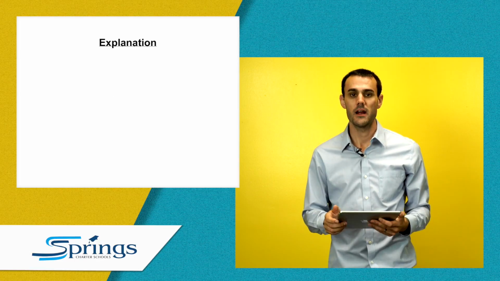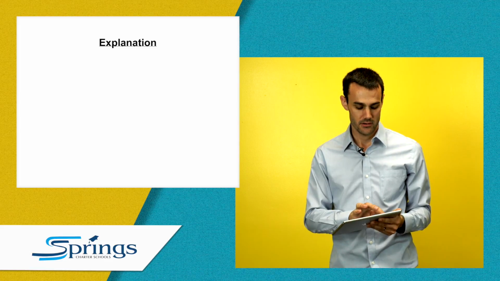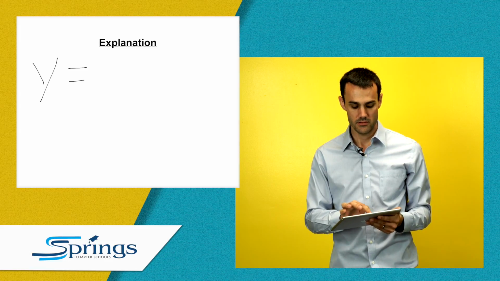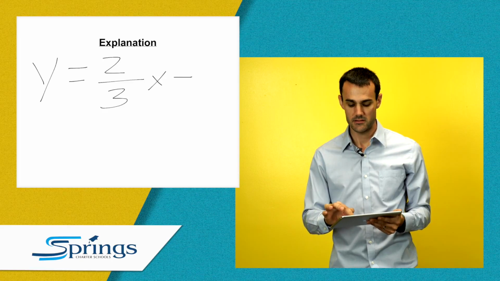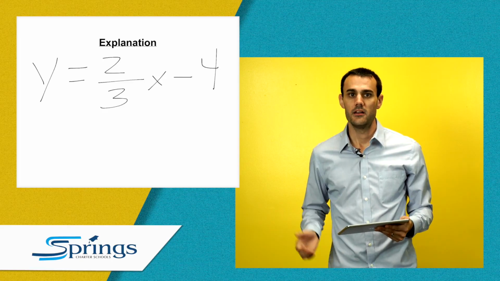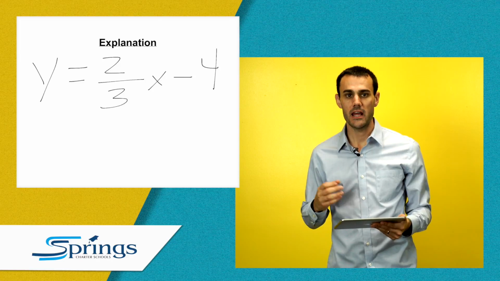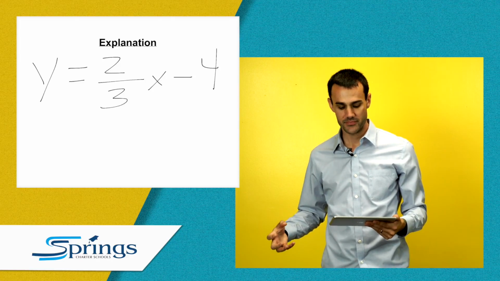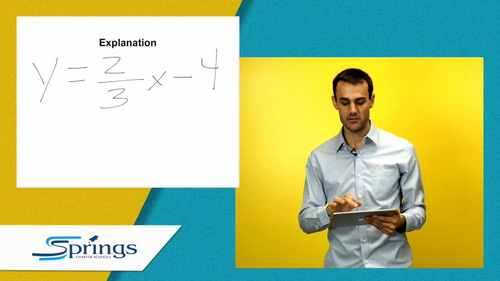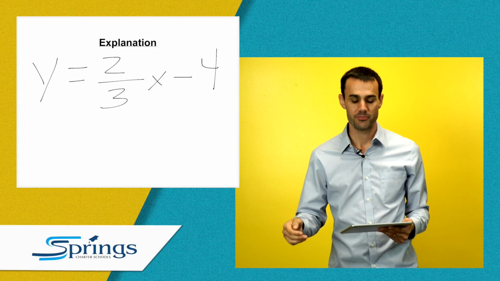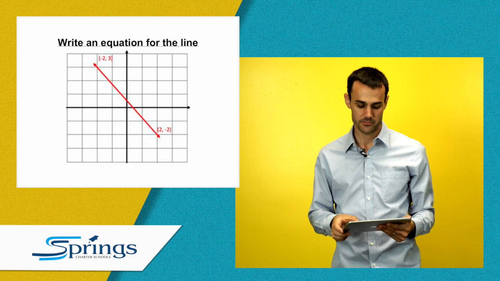Let's go ahead and write that equation here on this new screen. Y equals 2/3 x minus 4. Okay, so now we can see, based on the graph, we were able to pull some information out of it and write ourselves an equation. Our equation, again, is y equals 2/3 x minus 4. Okay, let's try another one together.